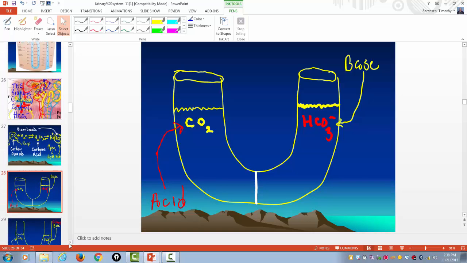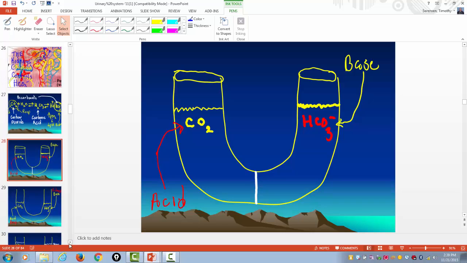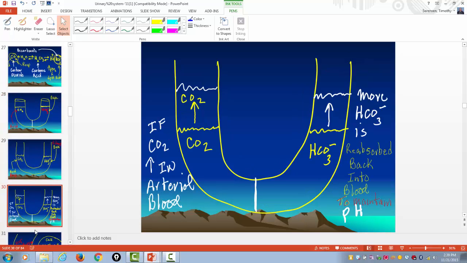So let's say, for example, that something causes the carbon dioxide in the arterial blood to go up, right? In order to maintain the pH of the blood, the bicarbonate level has to go up, so these are balanced. And again, CO2 is controlled by the respiratory system. Bicarbonate is controlled by the kidneys.